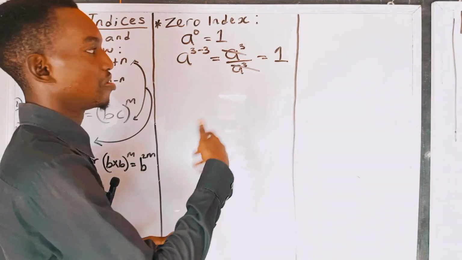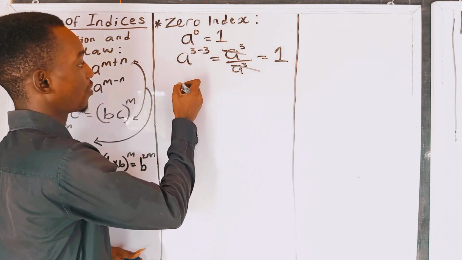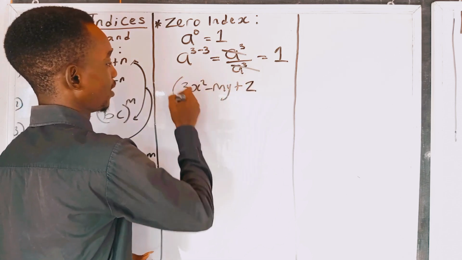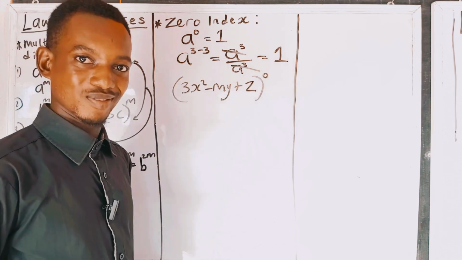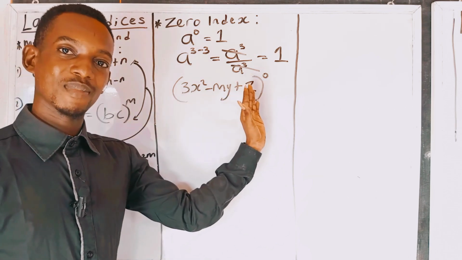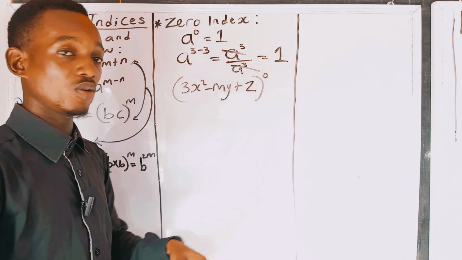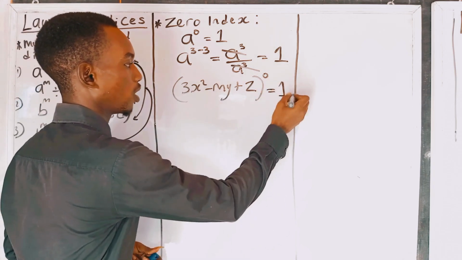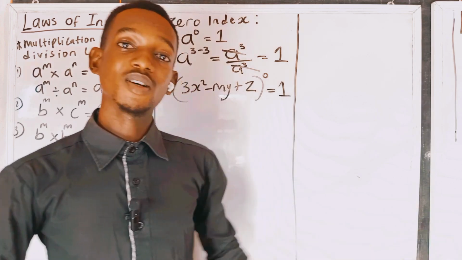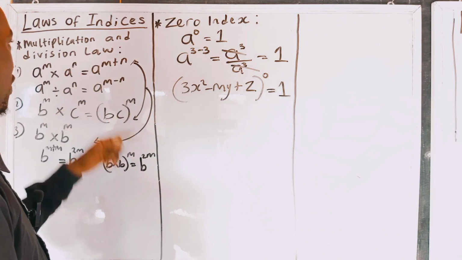Now, this law can have some twist. Sometimes it can even be compound. For example, we might even have, let's say, (3x squared minus my plus z) all to the power of 0. You know WAEC, NECO and all that, they like to twist questions. No matter how long it might look, as far as everything has a power of 0, all of this is going to equal 1. No matter how long the question, this expression can be as long as this, it doesn't change anything. As far as it is raised to the power of 0, it gives us what? 1.